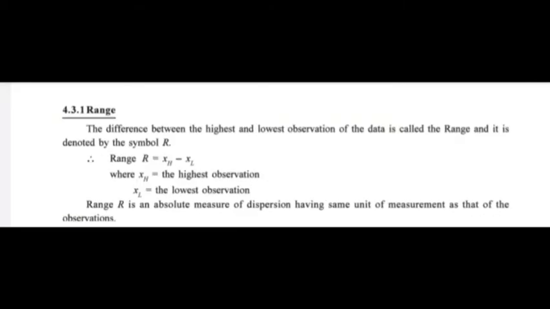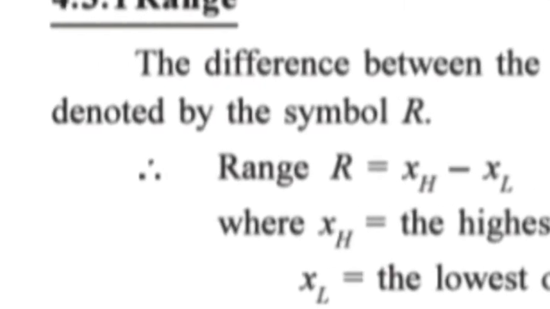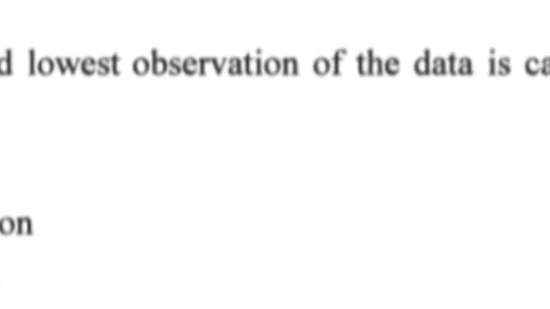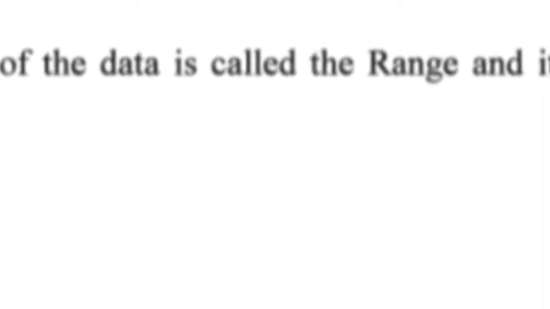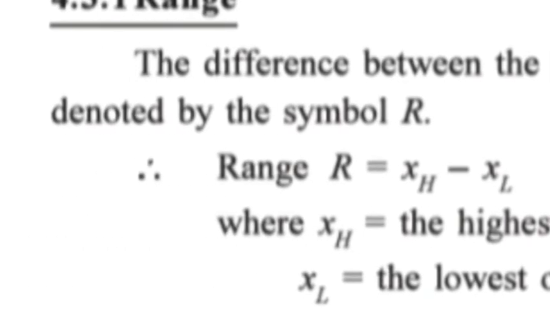Here children, as said, the first measure of dispersion is range. As per the definition, the difference between the highest and the lowest observation of the data is called the range, and it is denoted by the symbol capital R.